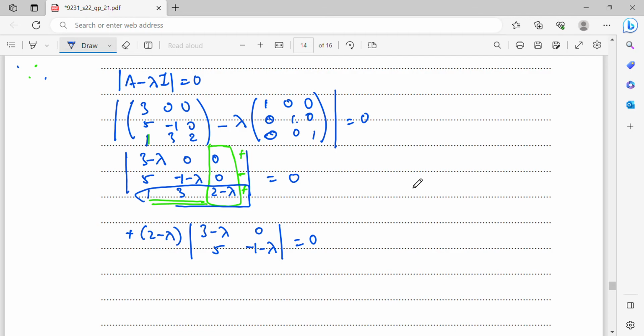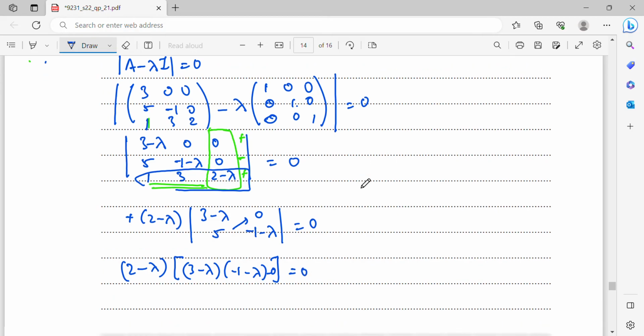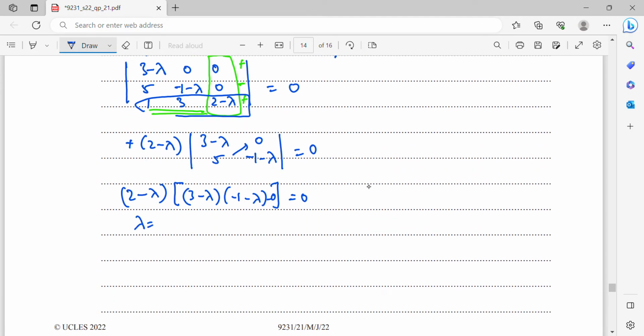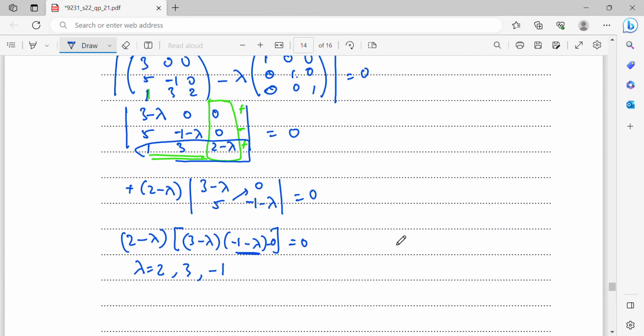From here I will get 2 minus lambda, then cross multiplication: 3 minus lambda times minus 1 minus lambda, then 5 times 0 is 0, so you can just write minus 0 over here. When you solve this, lambda equals 2 because 2 minus lambda is 0, or 3 minus lambda is 0 means lambda is 3, or minus lambda minus 1 is 0 means lambda is minus 1. So I'm getting 3 lambdas here, which means I need to get 3 eigenvalues.